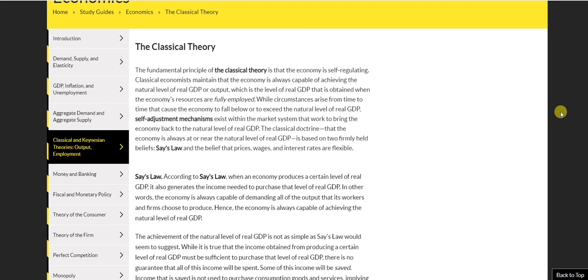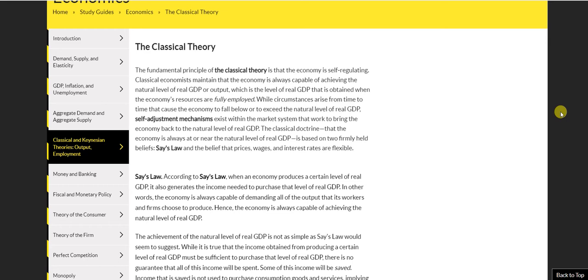In this session, I am going to talk on the classical theory and the Keynesian theory. This topic we're covering in the money banking subject, Unit 4. So, first, start with the classical theory.